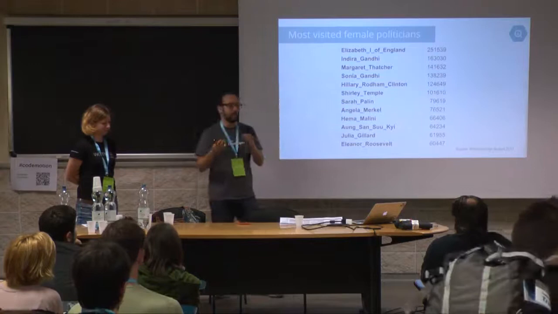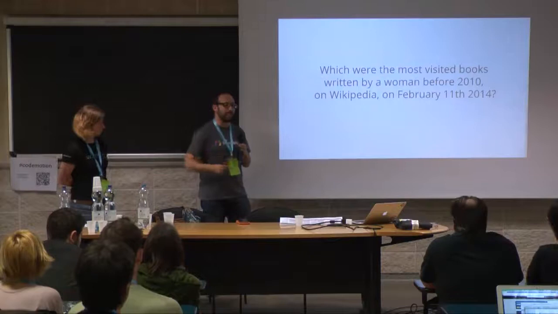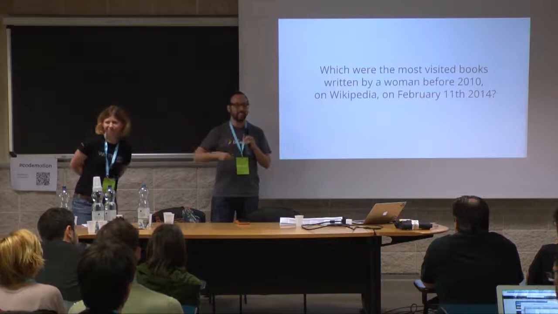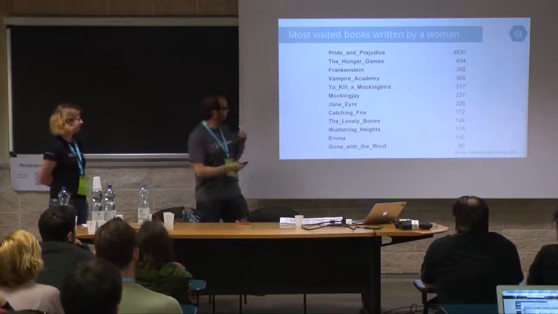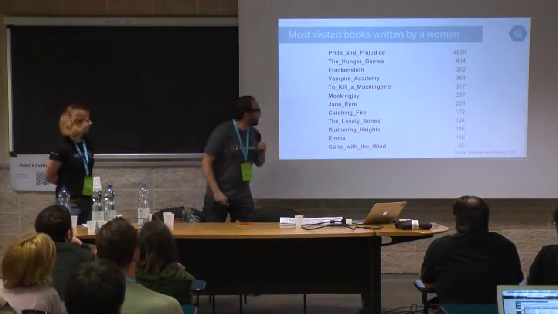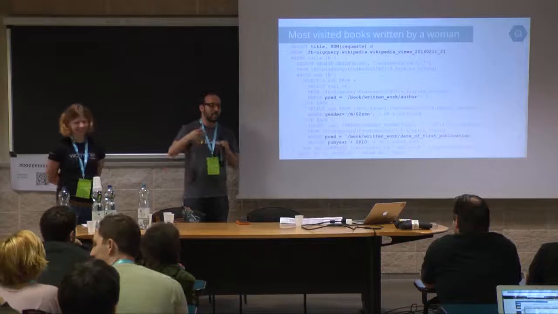To have a more complicated question, let's talk about books. What are the most visited books on Wikipedia that were written by a female before 2010? Any guess? Harry Potter, that's a good one. Let's see the list. The first one in February was Pride and Prejudice. Harry Potter is not in this list. I wonder why. But I will research that. How did I do this? With a simple query. It doesn't look very easy, but we are going to go deeper now in how this works, how you can do the same, and what everything here means.